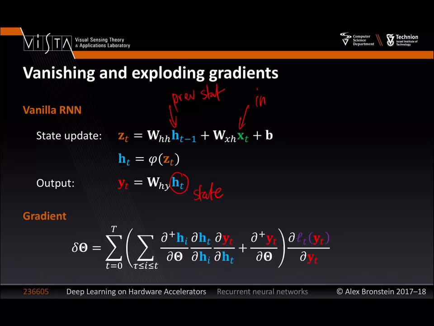Okay, so it does an affine transformation to the state and the input, and produces a variable which I will be calling z. So it's just an affine transformation of the previous state and the input. Then it applies a nonlinearity to this z, and this is going to be the next state, h_t. And then from this next state, we just do a linear transformation and we produce the output.